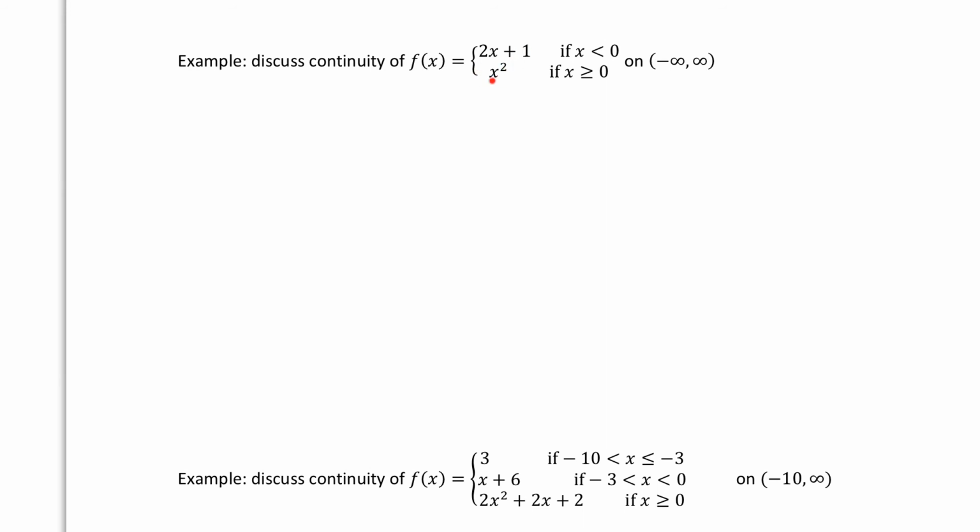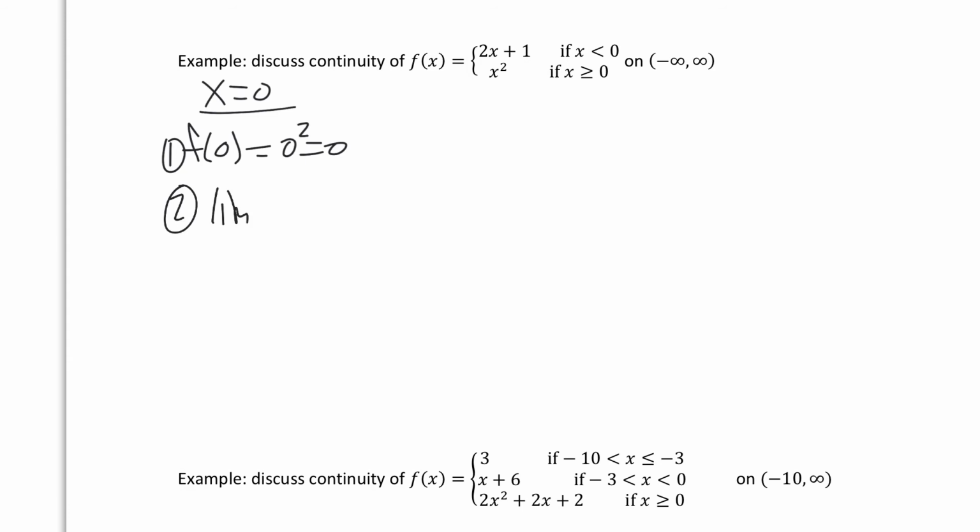And the question is, is the handoff successful? Right here, does the one portion hand off properly to the other function, or is there a break? Do they miss each other? Is there some type of issue there? So let's see what happens. We're going to check x equals 0. So step 1, of course, is to find f of 0, which means we use the bottom portion, so 0 squared, which is 0. Number 2 would be to find the limit as x approaches 0 from the left. Well, that's going to be looking at 2x plus 1.